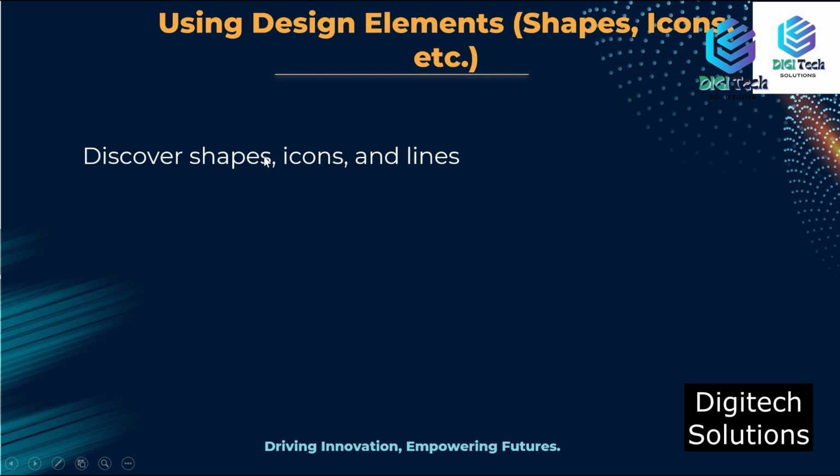Now you discover shapes and icons, both WhatsApp icon, web icon, email icon, location icon, house, whatever icon you can search for, it is there in the premium feature or the pro version of Canva. And lines, whatever you want to do, you do that. Now combine elements for unique designs.